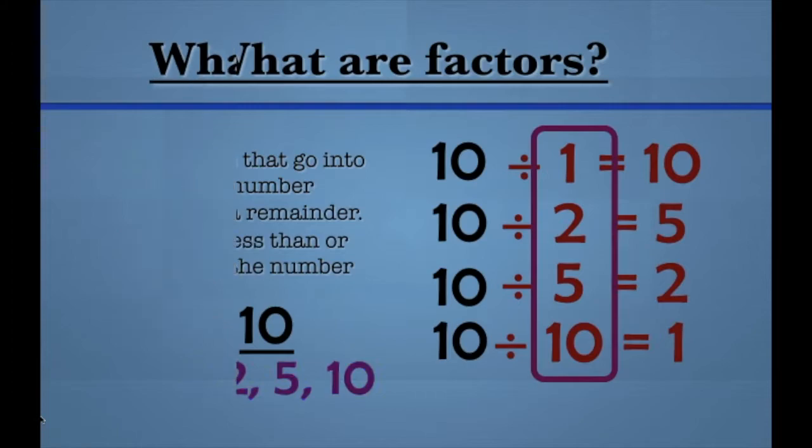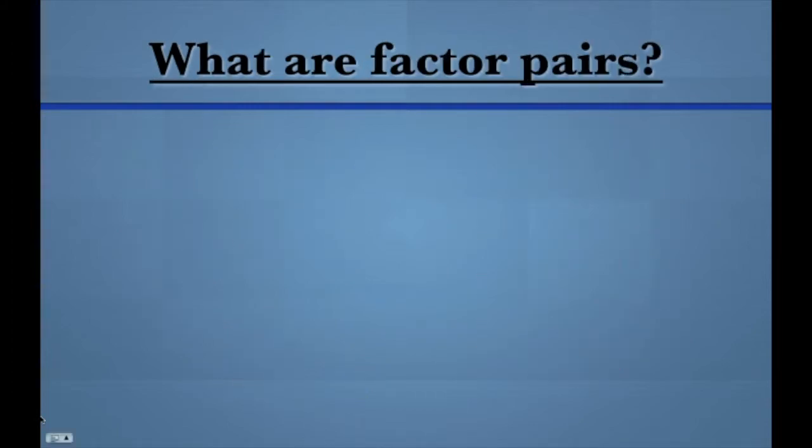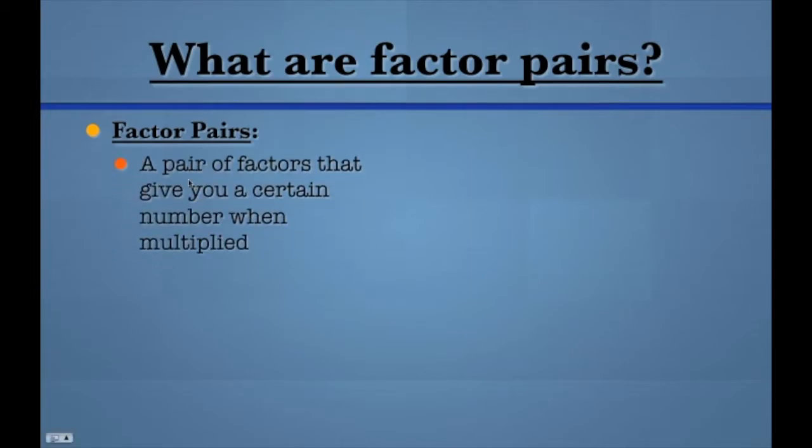evenly. Now there's a whole bunch of different ways to find the factors of a number. But honestly, there's one method that I really recommend over the others, and that's the factor pair method. Well, what exactly are factor pairs? A factor pair is when you list the pairs of factors that give you a certain number when multiplied.